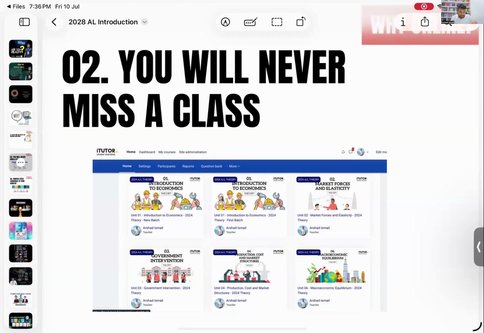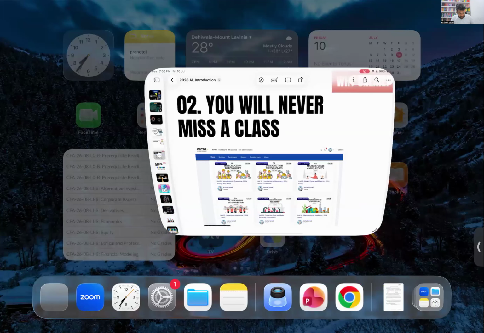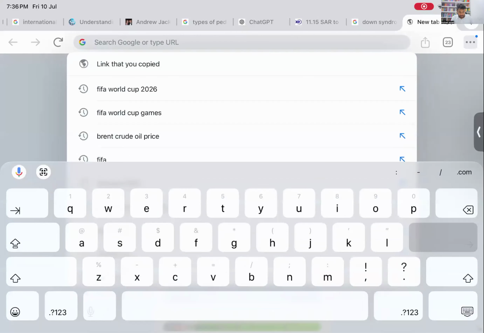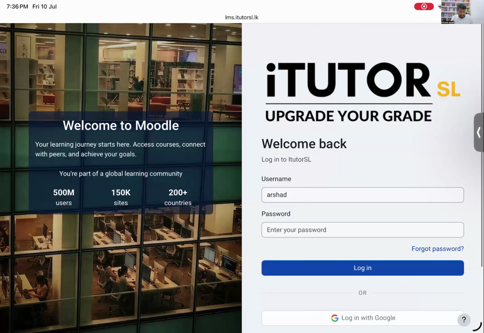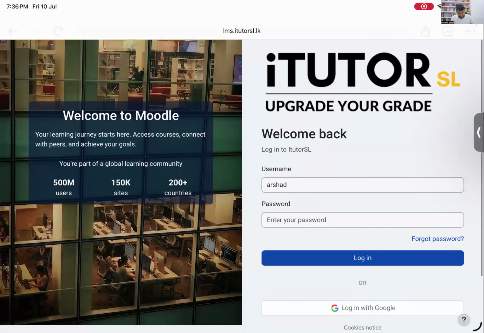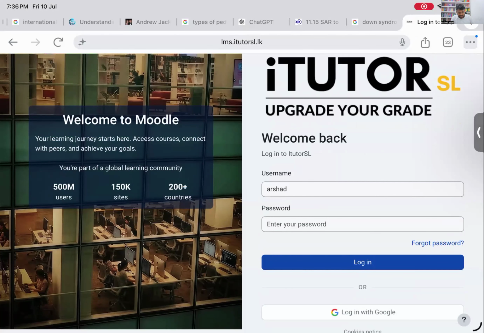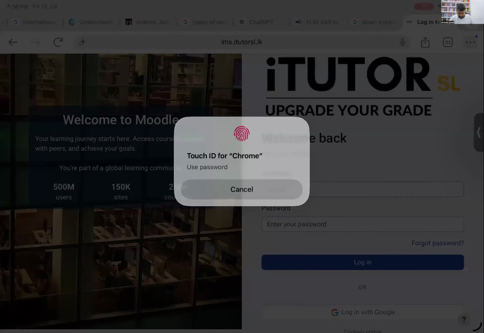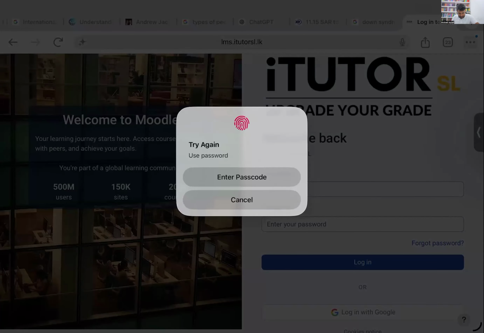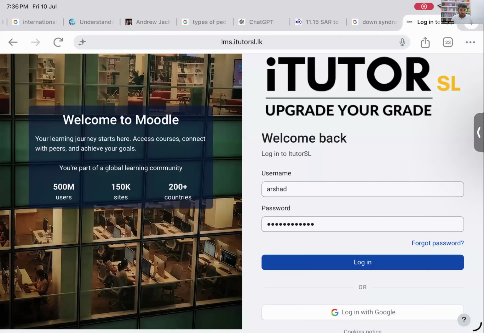So right now, in my first month, you all won't have access. Later on, we will make accounts for you. So the website is simply lms.itutasl.lk. You will get a username and a password. So you enter your username and password. I will just show you my account. Give me a second. Okay, so you enter your username, password, you will get one, you log in.